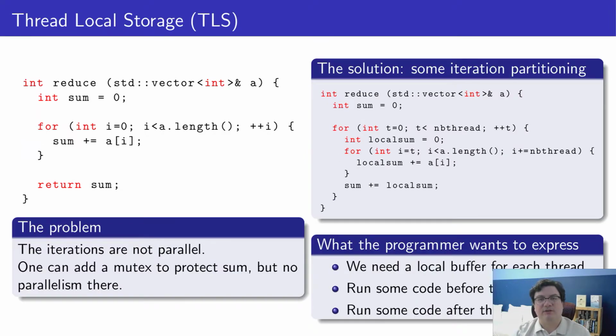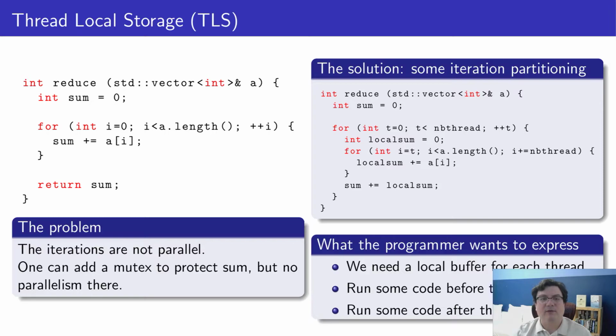Reductions are somewhat a different case. Here, the iterations are not parallel. One could add a mutex to protect the sum and run the iterations in parallel, but the synchronization would kill all parallel performance. The correct way to parallelize this loop is to partition the iterations and have each partition work on a different local variable and reduce the local variables at the end.